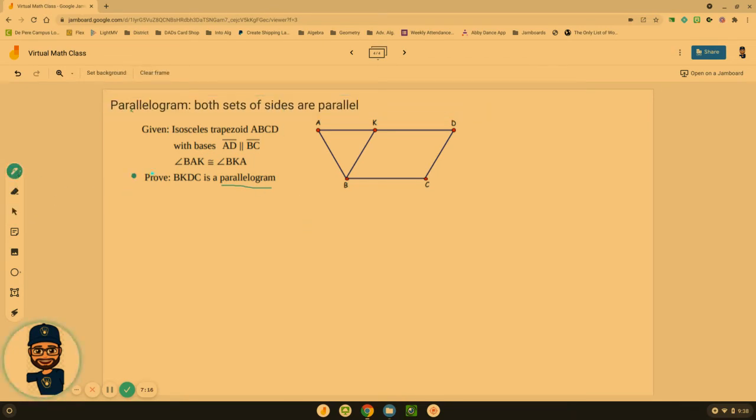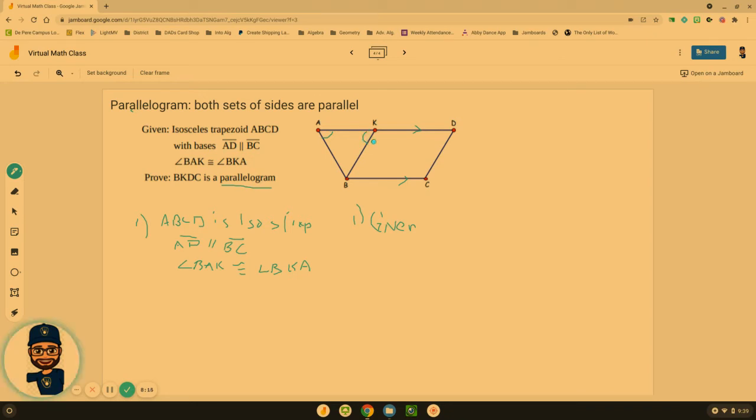The nice part is that we already know AD is parallel to BC. So if this is a parallelogram, we already know that those two sides are parallel. That's given, right? So number one, ABCD is isosceles trap. And I'm sorry, this is kind of sloppy, but you should be able to write down the given. We can say AD parallel to BC, because that's given, and angle BAK is congruent to angle BKA. So let's write that on there too. B to A to K. That one is congruent to that one.